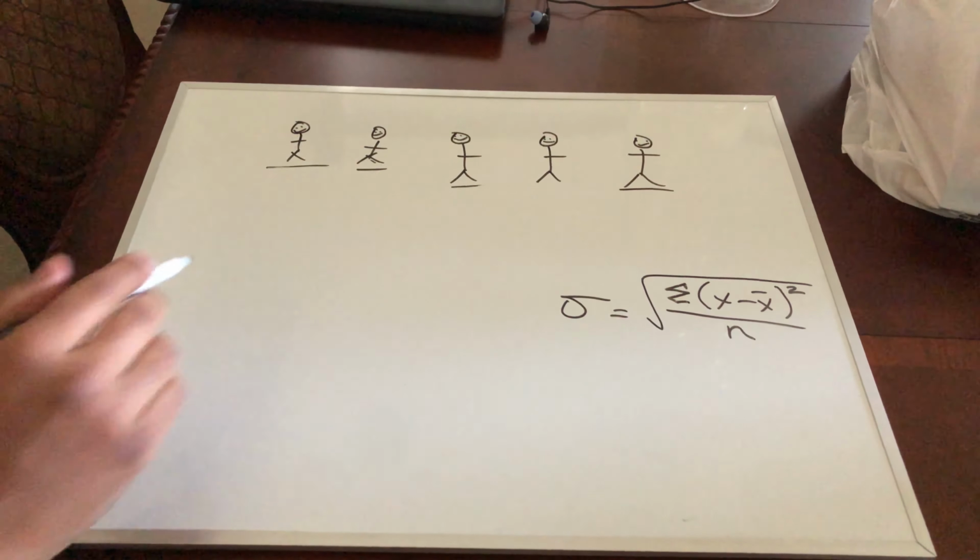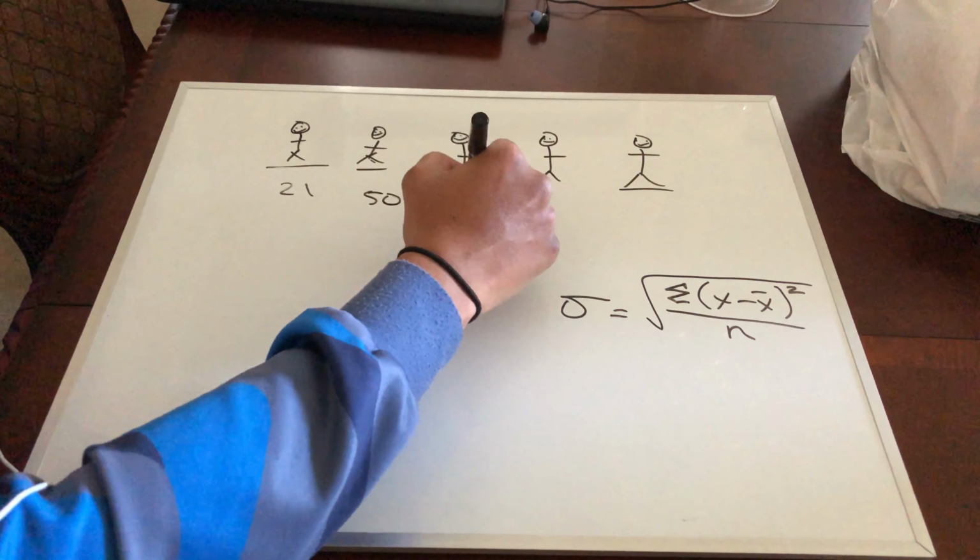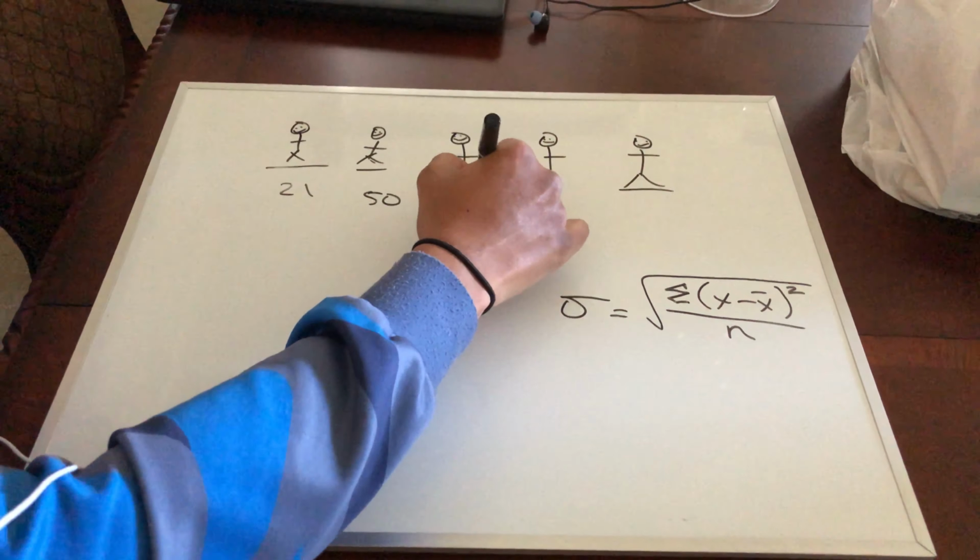Now, let's say person 1 has $21. You have $50 here. You have $62 here.